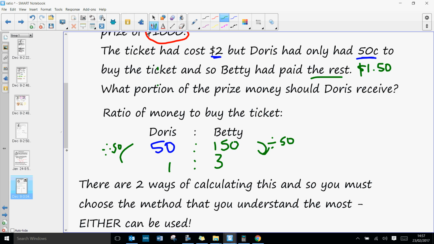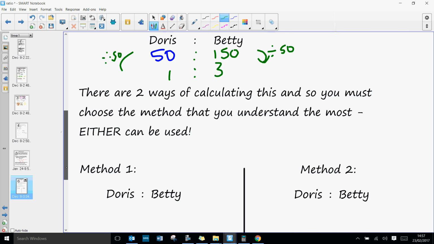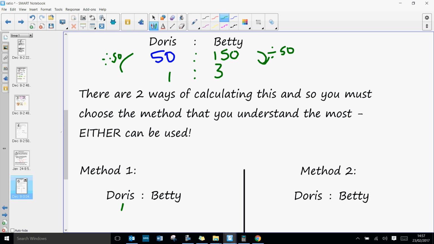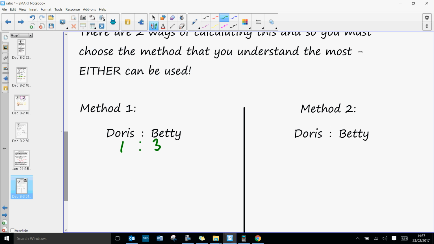Now we've got two options of how to do this. You can use either method. I'll go through them both with you. Okay, so method 1. We're starting off with Doris and Betty having the ratio of 1 to 3. In both methods, we need to establish how many parts there are in total. If Doris has 1 for every 3 that Betty has, in total there are 4 parts. And we get that by adding 1 and 3. So there are 4 parts in total.